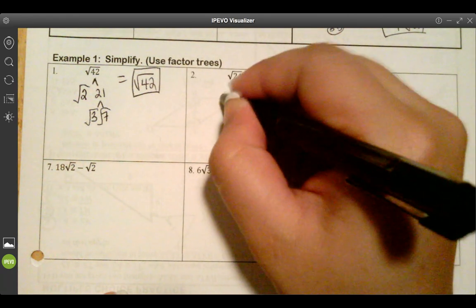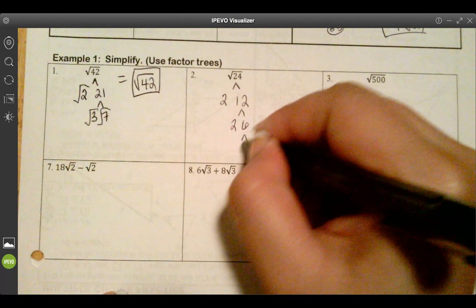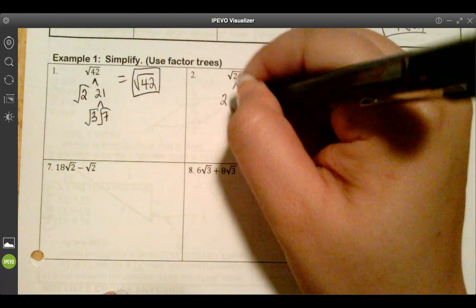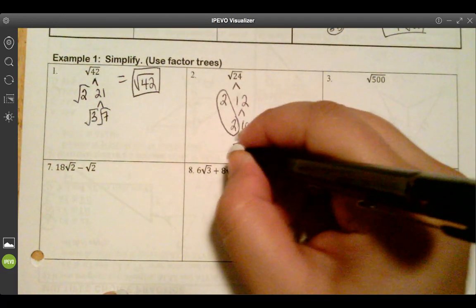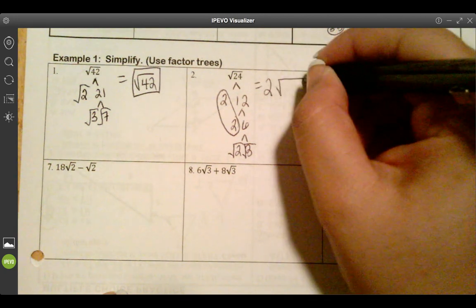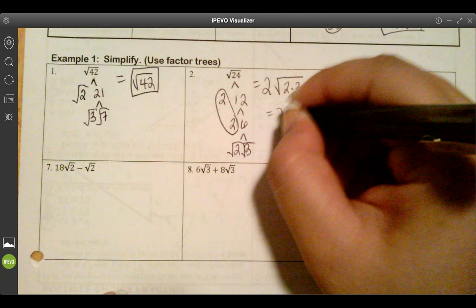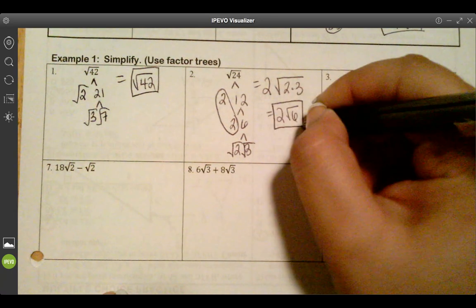For number 2, this is 2 times 12. 12 is 2 times 6. 6 is 2 times 3. So there's my pair of 2's. 2 doesn't have a pair. 3 doesn't have a pair. That gives us 2 times the square root. What's stuck inside is a 2 and a 3, giving us 2 times the square root of 6.